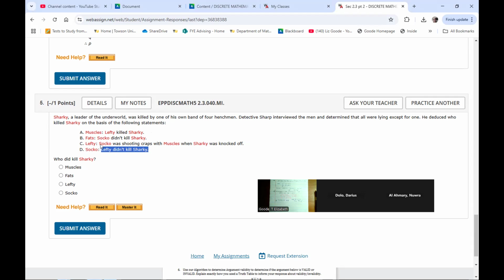So that tells us right away that Fats and Lefty can't be telling the truth, because either Muscles or Sacco is telling the truth, even though we don't know which one right now. And since Fats is lying, his statement that Sacco did not kill Sharky has to be a lie. So it means Sacco had to kill Sharky, because Fats is lying and he's not Muscles or Sacco, who are the two that might be telling the truth. We just don't know which one. But now we do know which one.